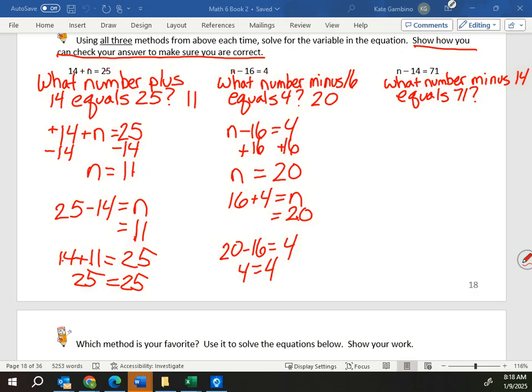Oh, it is 85. I'm sorry, I did the math wrong in my head. You were correct, James. Good job. All right. Opposite operations. N minus 14 equals 71.